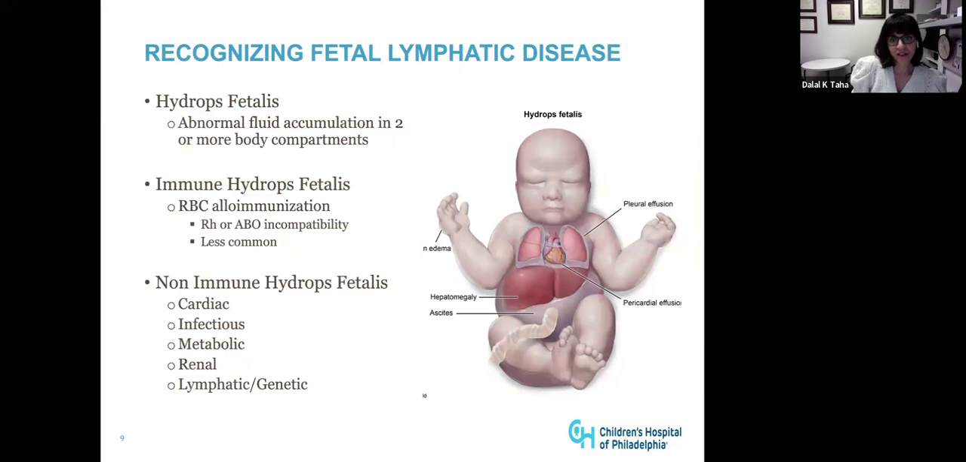So in fetal development, oftentimes hydrops is the initial clue that there's something abnormal within the lymph system. The most commonly used definition of hydrops is abnormal fluid accumulation in two or more body compartments, but I have seen it used just for skin edema or anasarca in the fetus. We're not going to talk about immune hydrops today. That is much less common, and non-immune hydrops is more common, and it has way more causes: cardiac, infectious, metabolic, renal. This is not an exhaustive list, but we'll just focus on lymphatic and genetic causes of hydrops today.